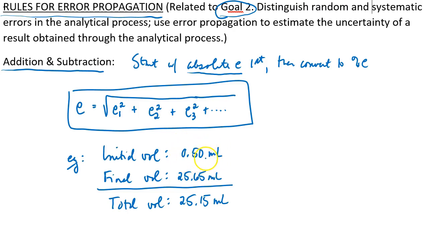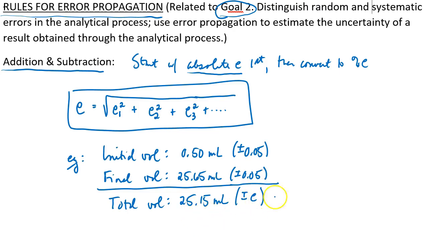But the thing is, when we recorded this initial volume, there was an uncertainty or error associated with it. And for most burettes, that uncertainty is plus or minus 0.05 milliliters. And the same was true when we recorded this final burette volume. The uncertainty associated with that volume was also plus or minus 0.05. So how do these two uncertainties propagate into the uncertainty of our total volume?